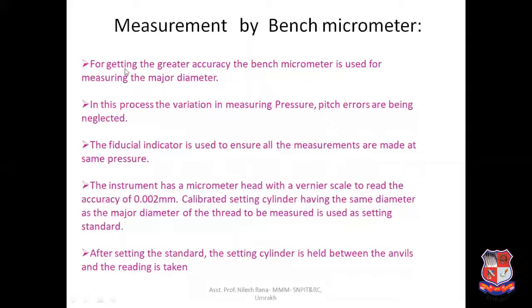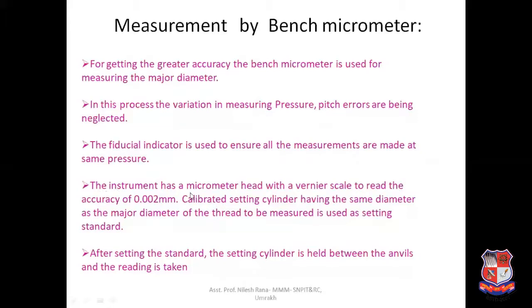For getting greater accuracy, the bench micrometer is used for measuring the major diameter. In this process, the variation in measuring pressure and pitch errors are neglected. The fiducial indicator is used to ensure all the measurements are made at the same pressure. This is very important.